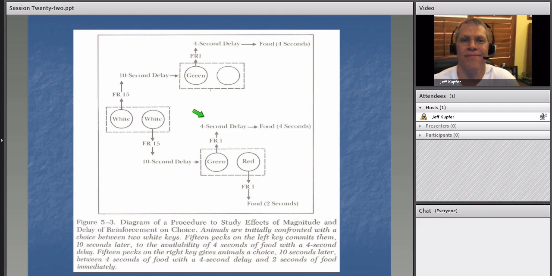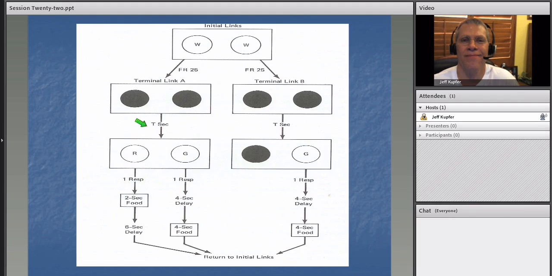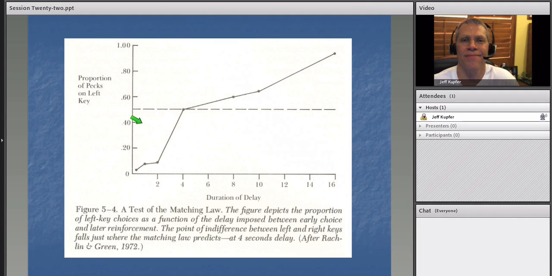Okay, so let me go back for 1 second, bear with me. In other words, what this is saying is that if this 10 seconds here and here was actually 4 seconds, matching law would predict that at 4 seconds here and here, you would get simple switching between these two white keys. As the delay gets longer than 4 seconds, you see preference switch to exclusively, or almost, a higher amount, 60 to 70%, on the left key. If the delay is less than 4 seconds, you will see preference switch to the right key.